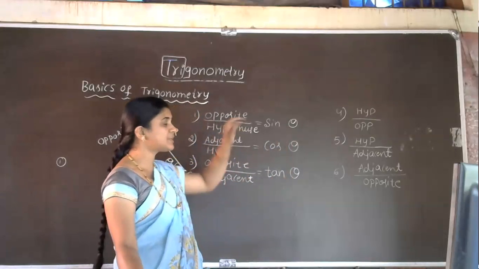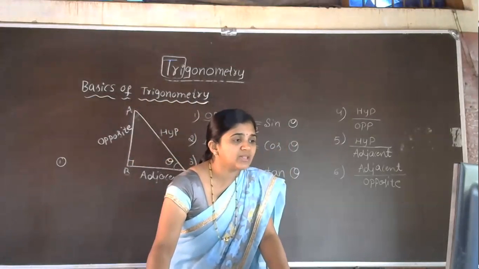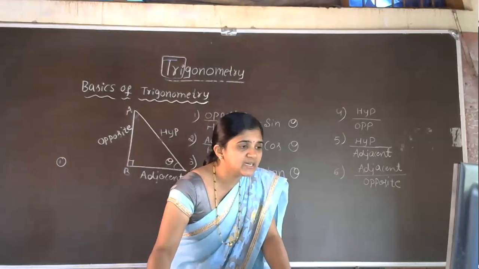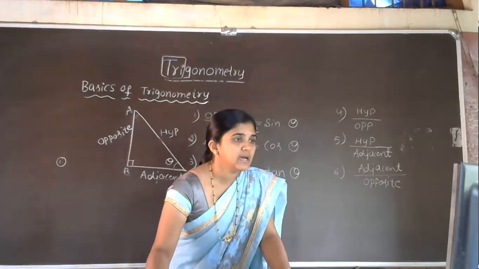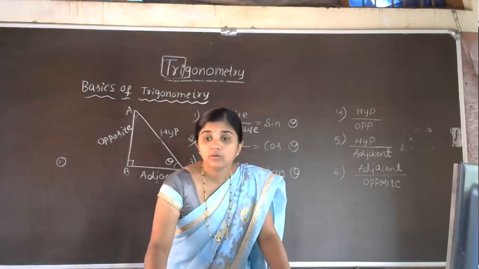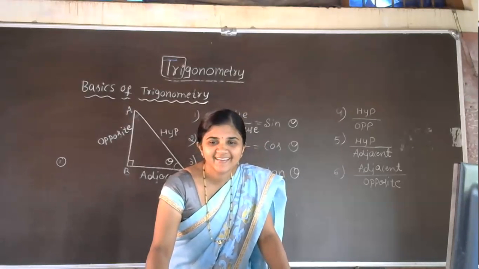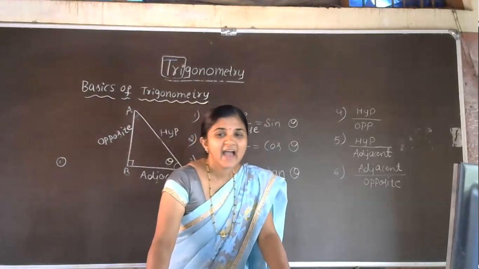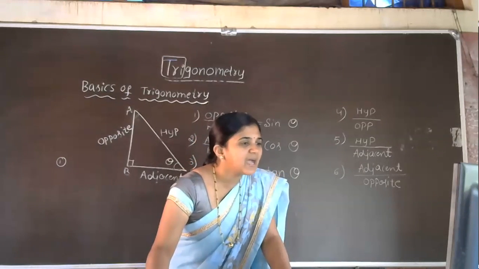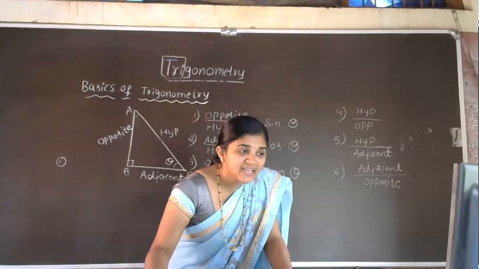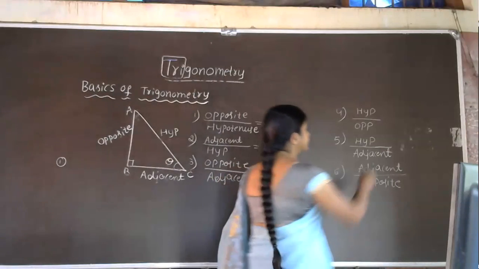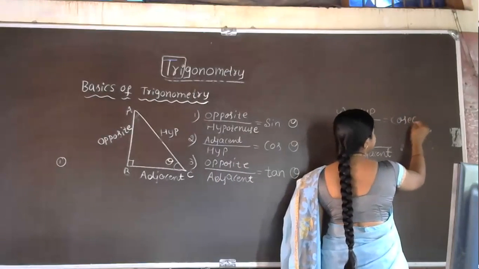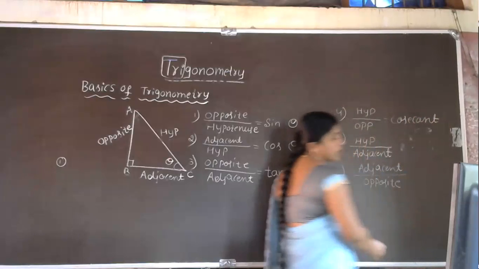Now we'll go to the reciprocals. The first one was opposite by hypotenuse; the fourth one is hypotenuse by opposite. See here, hypotenuse by opposite. What is the name of this? Hypotenuse by opposite is cosecant theta. Here the name is cosecant theta. Cosecant of angle theta.